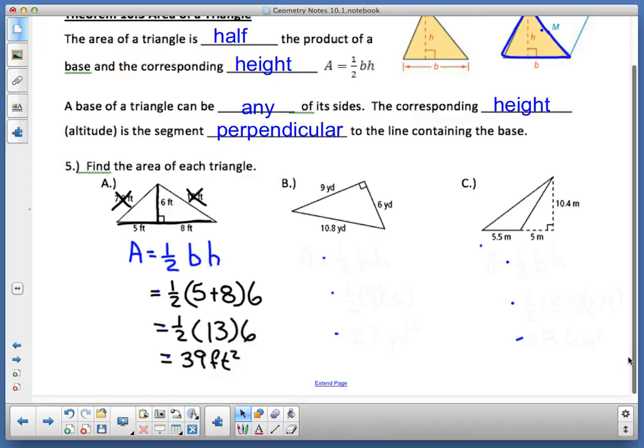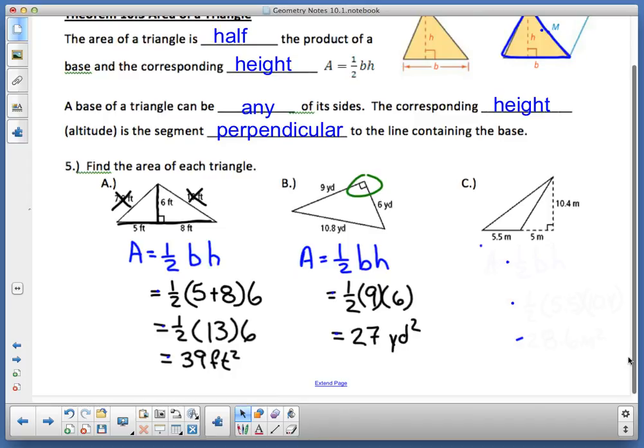So if you are grabbing numbers that aren't perpendicular and multiplying them together, you've got to be thinking you can't be doing it for an area of a triangle or a parallelogram. Now when we're doing this, keep in mind area is equal to 1/2 base times height. Identify the base, whether it's 9 or 6, because they are perpendicular. Okay, so now 1/2 base times height is 1/2 times 9 times 6, which is going to give us 27 yards squared.